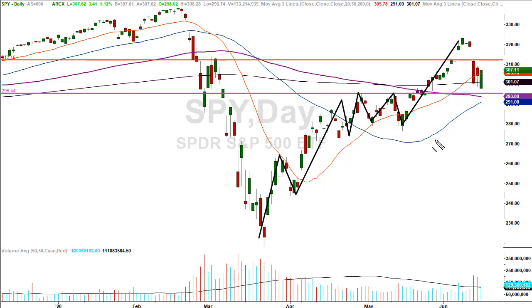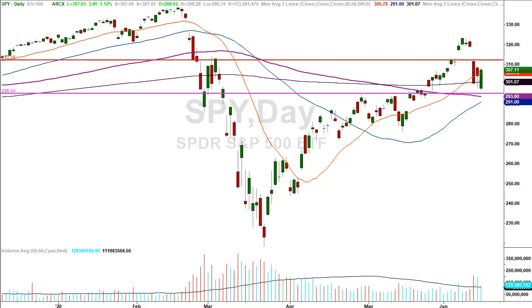So therefore, the open question is: is this another pullback and then another recocking of the gun, or a reset for another run to higher highs? Is that possible? Anything is possible. We're a long way off from that, and we're going to discuss where the near-term resistance area is and why in a moment.